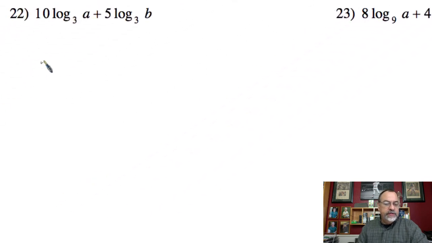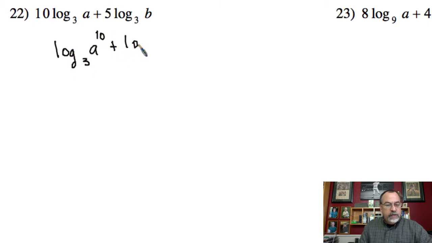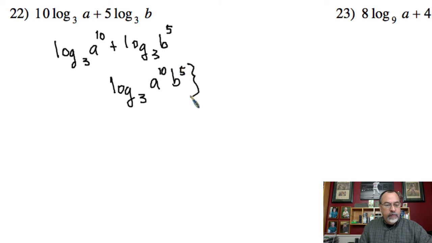We'll go ahead and do number 22 here. So again, it's plus, so I'm going to multiply, and then I have numbers in front, which are exponents being raised to another exponent. So this is going to be log base 3 of a to the 10th plus log base 3 of b to the 5th. And then because it's plus, we're going to multiply those. So log base 3 of a to the 10th, b to the 5th would be the condensed version.